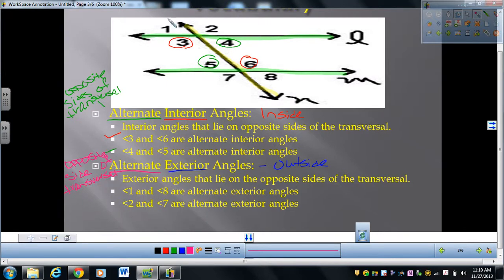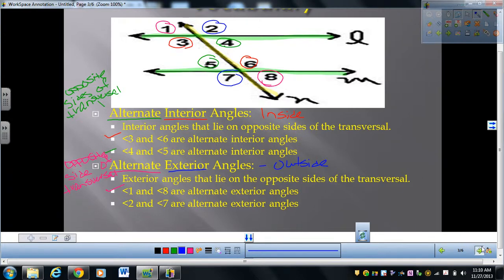So here we've got our outside, we've got 1 and 2 here and 7 and 8 here, but this alternate piece right here, that tells us they have to be on opposite sides of this transversal line. So I've got 1 over here, and my alternate one is down here. It's going to be 8. Okay, so that's 1 and 8. And then my other pair is going to be right here. I've got 2 here and 7 here. They're on opposite sides there. Okay?